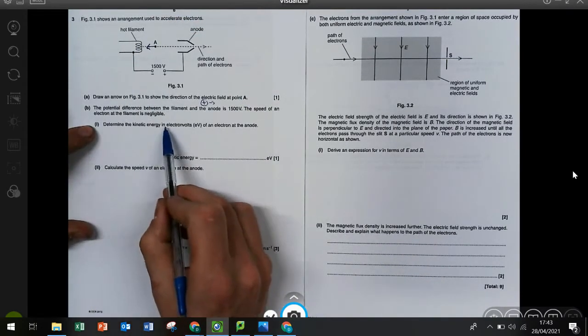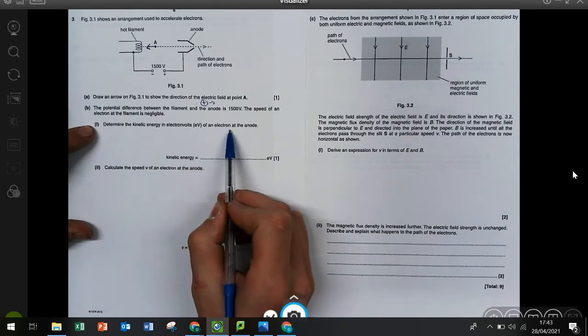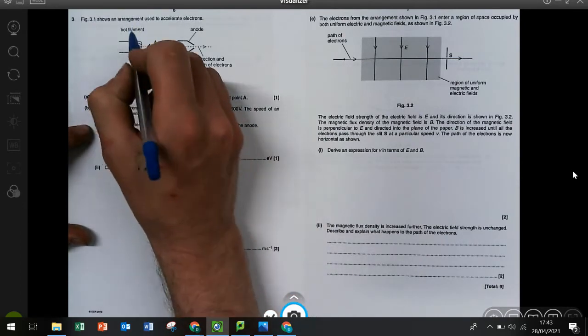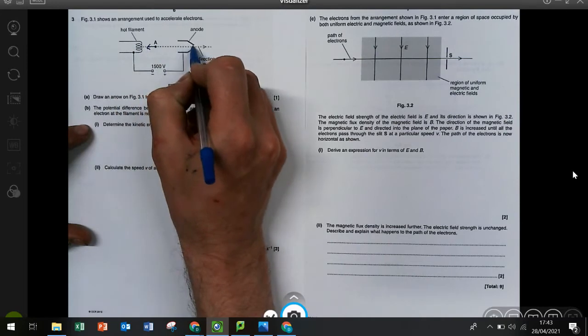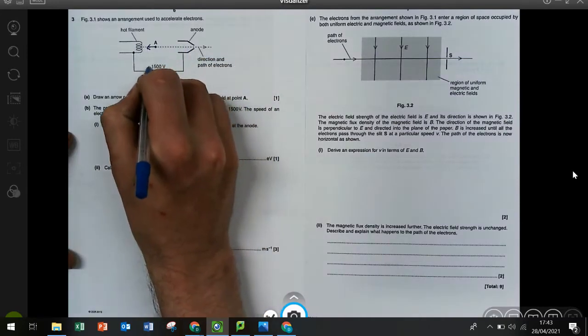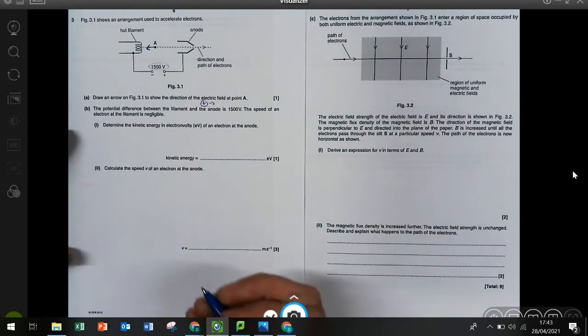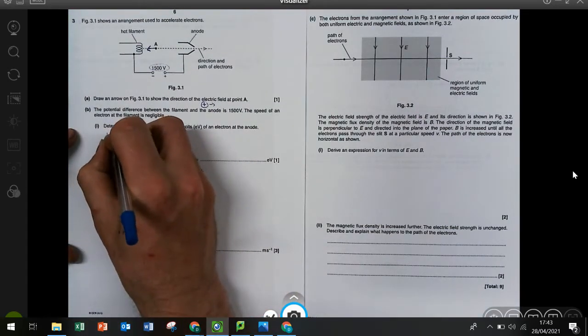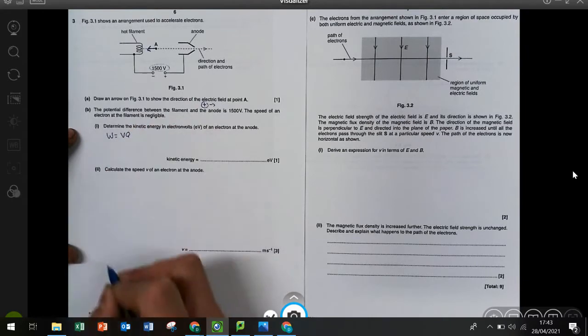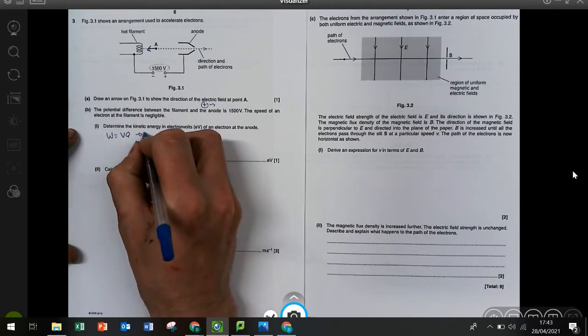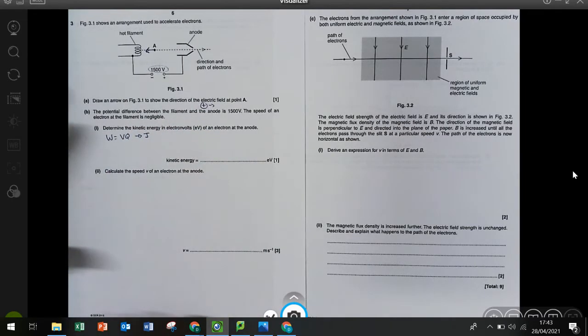Determine the kinetic energy in electron volts of an electron at the anode. So when the electron has travelled from here all the way over here, you'll see that it's been accelerated through a potential difference of 1500 volts. So we need to be clear that the work done is the potential difference times charge, but that would give us the energy in joules.